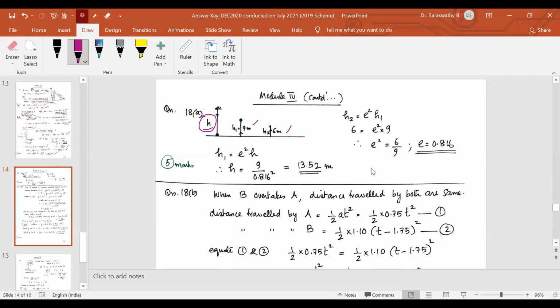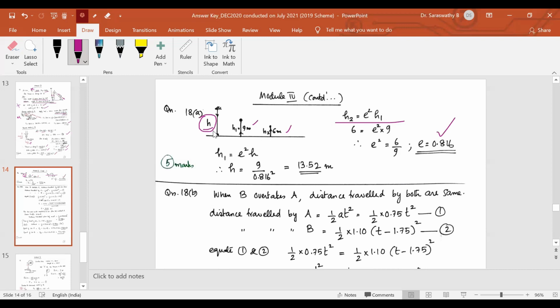So we have a very common equation, that is the rebound height. This H2 will be E square times H1. From the height H1, if it is dropped, the height to which it rebounds will be E square times H1, where E is called the coefficient of restitution between the floor and the mass. So based on this, 6 is equal to E square times 9. From that, we get E, the coefficient of restitution. First answer is obtained here.